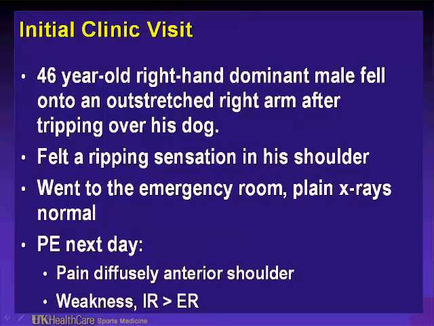This is a patient, 46-year-old, right-hand dominant male, fell onto his outstretched arm after tripping over his dog, felt a ripping sensation, made him nauseated. Went to the emergency room, plain x-rays were normal. Saw him in the office the next day. He had diffuse tenderness in the anterior aspect of his shoulder, and his weakness was more internal than external rotation. Neurovascular status was intact.